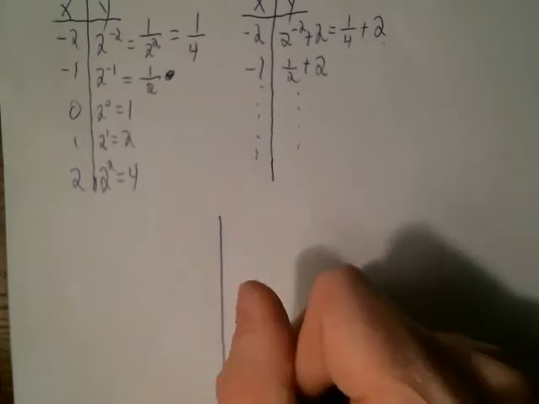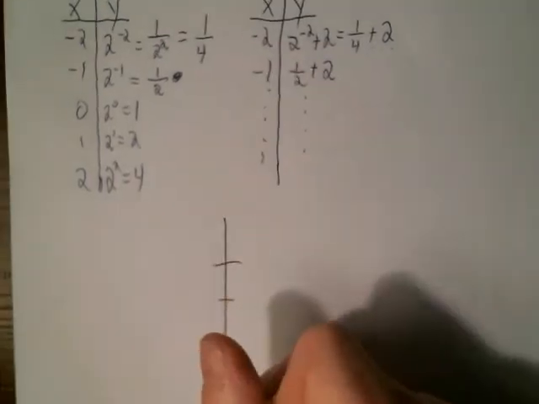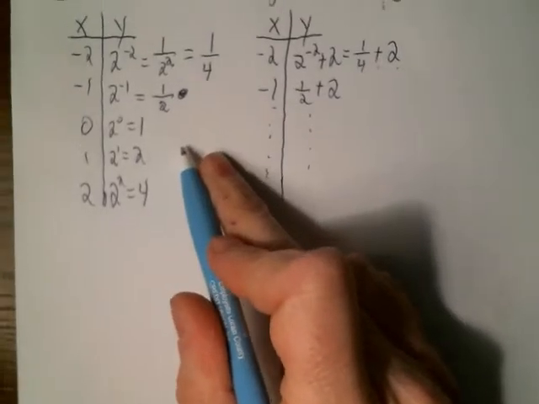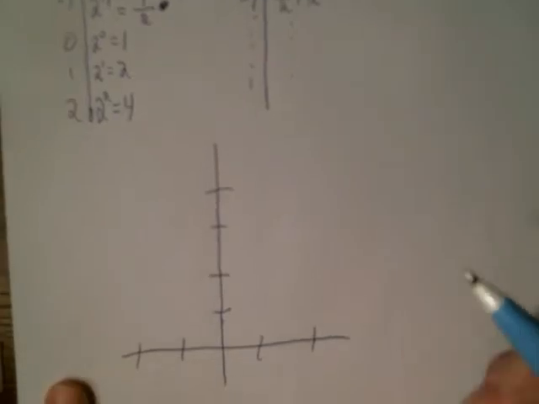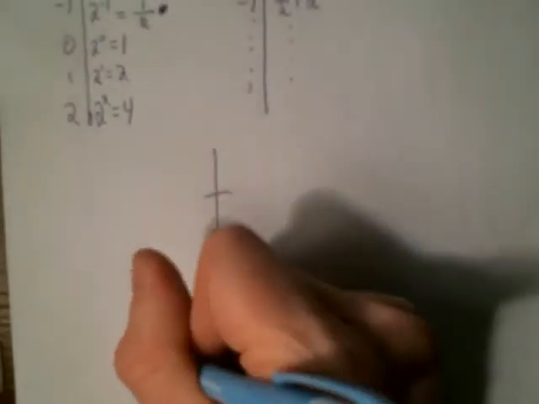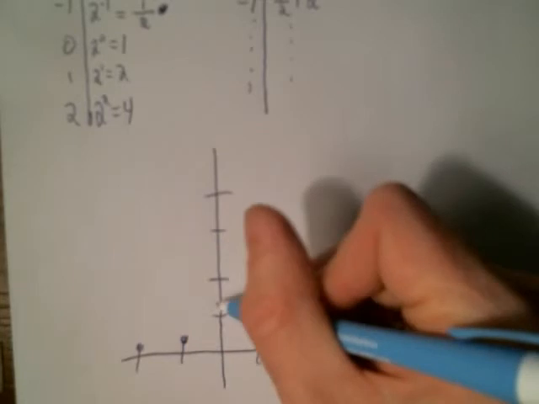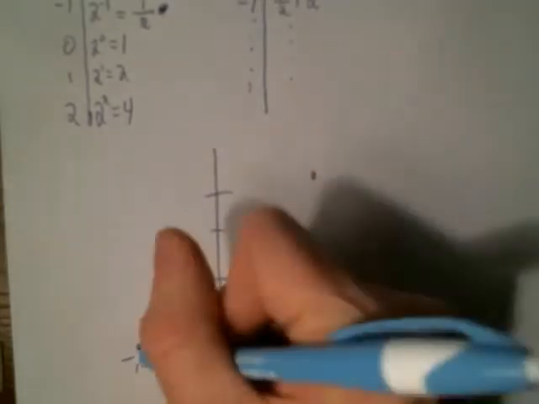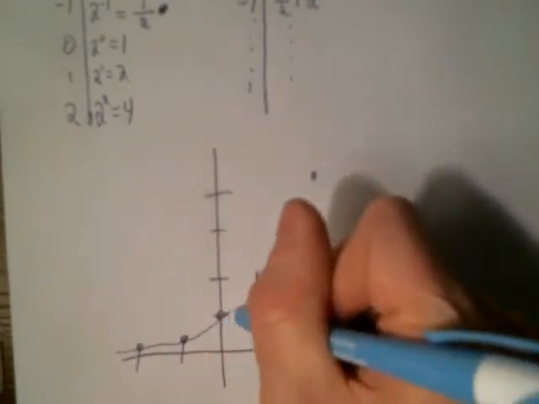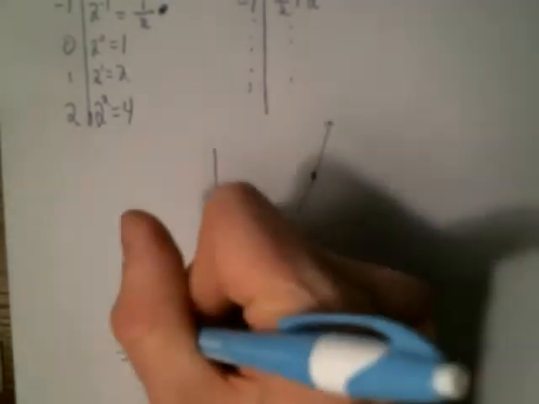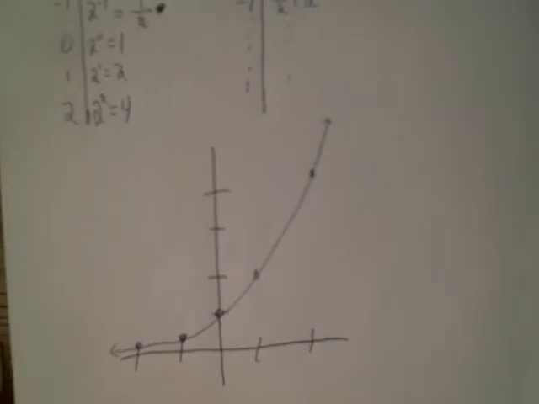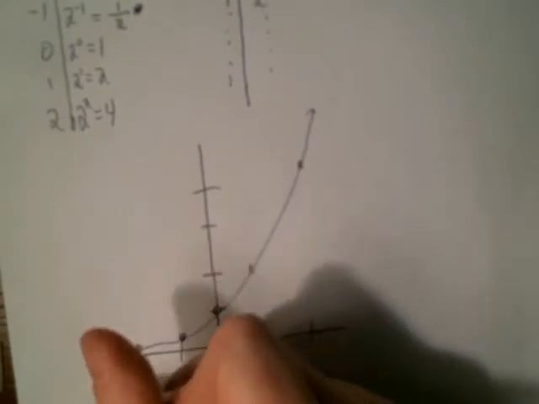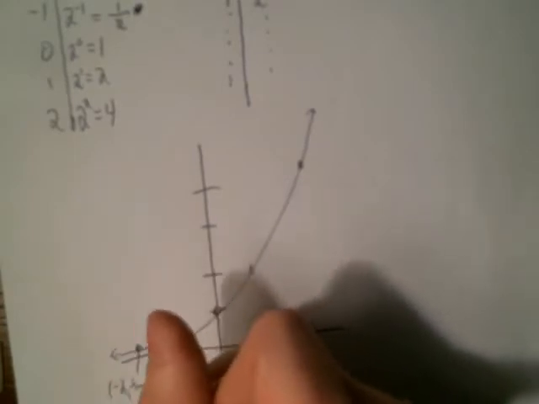Okay, so I need about 4 tick marks, 1, 2, 3, 4, and then 2 in either direction on the x-axis. I'll draw this guy first. So I got -2, 1/4; -1, 1/2; 0, 1; 1, 2; and then 2, 4. I'll connect my dots, and there's f of x. And then what I was saying is all you have to do, if you know this, what is this coordinate here? This coordinate is -2, 1/4.